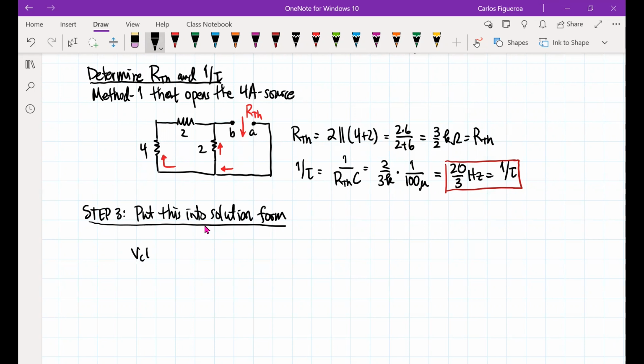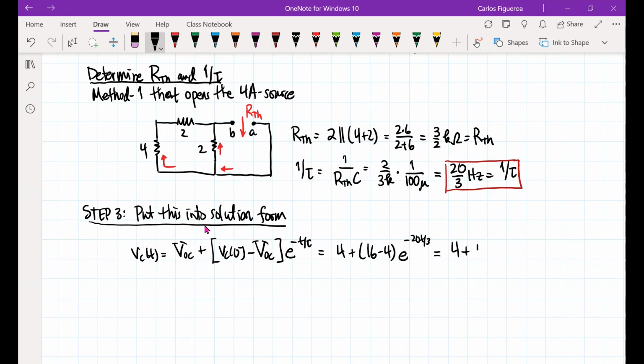I see that VC of t should be VOC, VC of 0 minus VOC, e to the minus t over tau. So if I plug in all my values, I'm going to get 4 plus 16 minus 4 e to the minus 20t divided by 3, which then gives me 4 plus 12 e to the minus 20t/3 volts for VC of t.